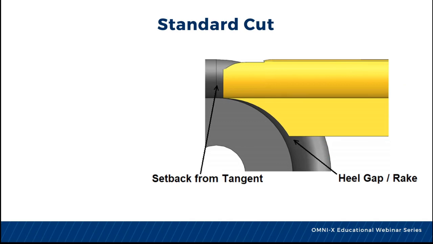For standard cut wipers, the tip is set back slightly before tangent to leave room for heel gap or rake during setup. This allows the operator to adjust the wiper position during bending by moving the tip forward as it wears. This adjustment can help extend the usable life of each tooling setup.